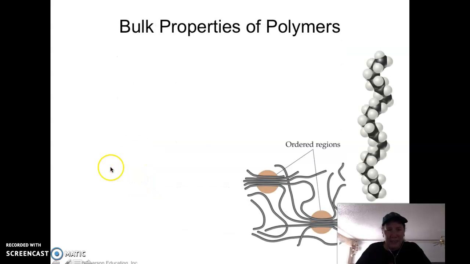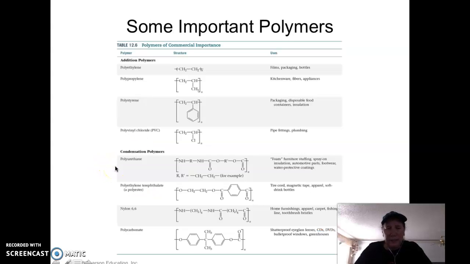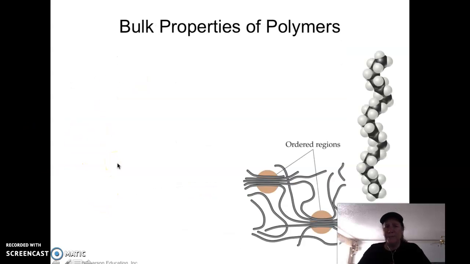Here are some condensation polymers: polyurethane, nylon. So you have different ways of making your polymers, and they have different functions.